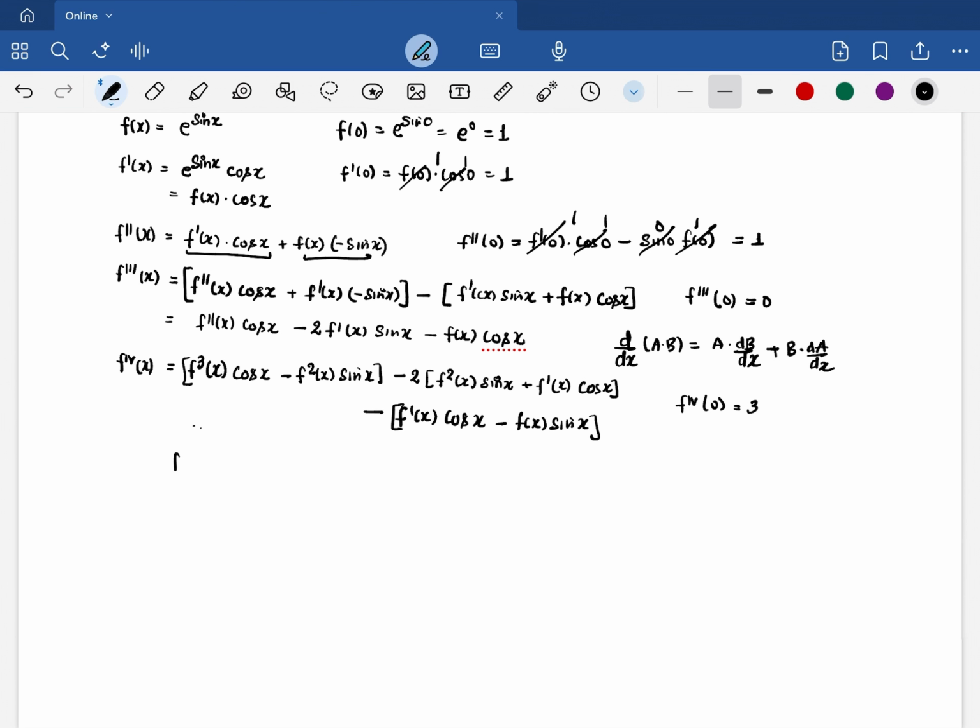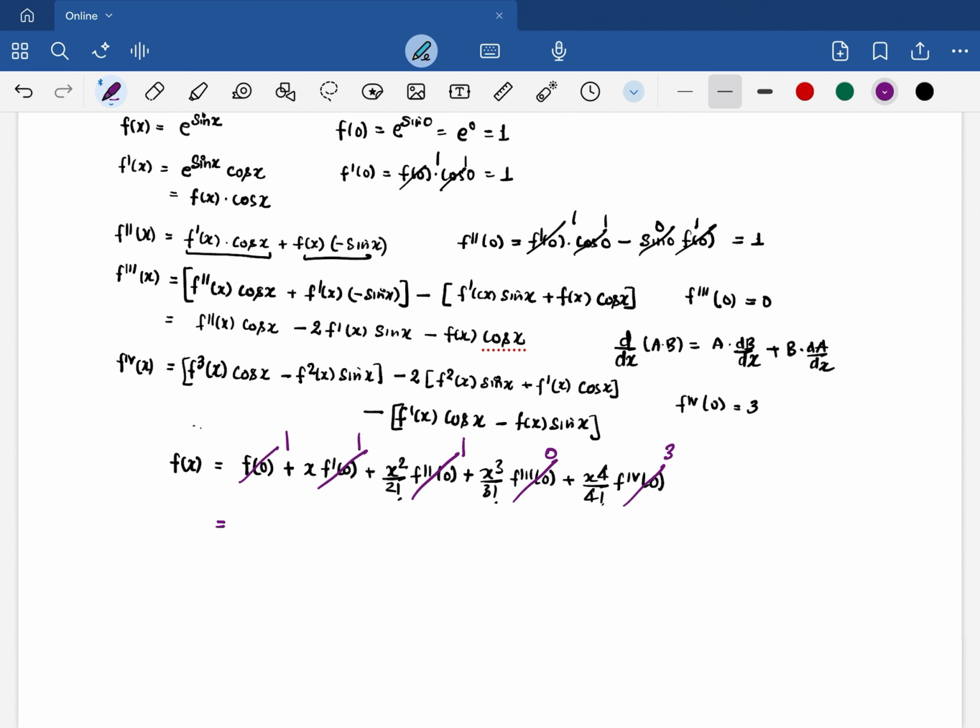So now if we remember our Maclaurin series, f of x is given as f of 0 plus x f dash 0 plus x square upon 2 factorial f double dash 0 plus x cube upon 3 factorial f triple dash 0 and x to the power 4 by 4 factorial f fourth derivative of 0. Let's write down the values. f of 0 is 1, f dash 0 is 1, f double dash 0 is 1, f triple dash 0 is 0, and this is 3.